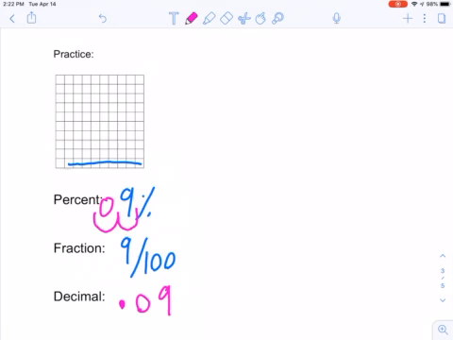So there you have it, the relationship between a percent, fraction, and a decimal. Hopefully you're able to use that information to be successful on the assignment.